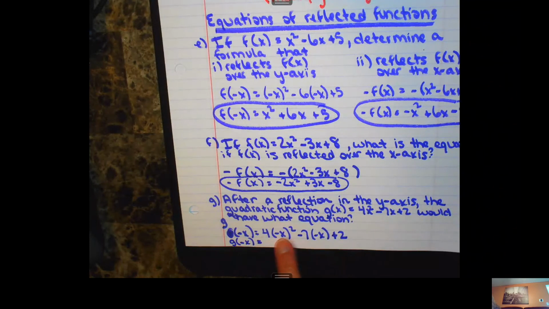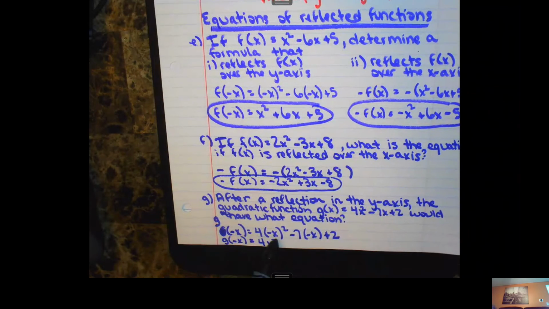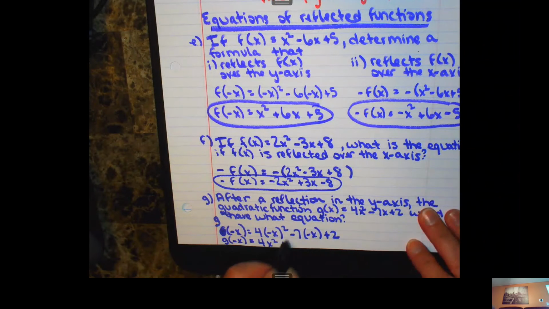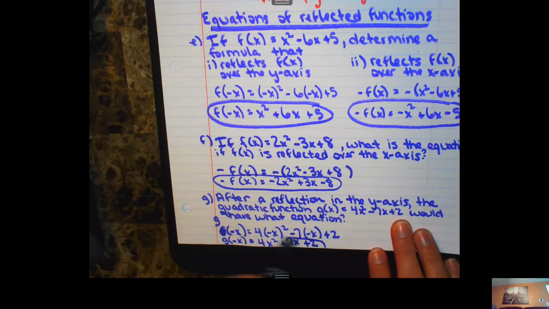Well, negative x times negative x is just x squared, so this still stays as 4x squared. You don't do 4 times this first, you do the exponent first. Negative 7 times negative x becomes positive 7x, and then we still have the plus 2. So notice again, you're only changing the middle term. This is our new equation.